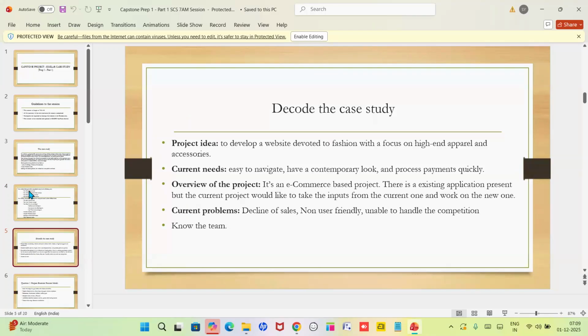What is the project idea? What are the current needs, what is the overview of the project, and what are the current problems we have to resolve? The current needs are that it must be easy to navigate, have a contemporary look, and process payments quickly. The overview of the project is taking inputs from the category.